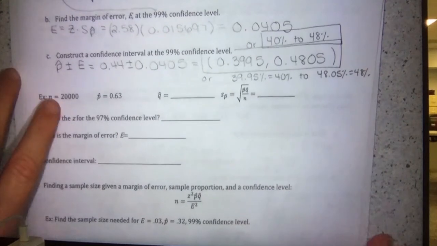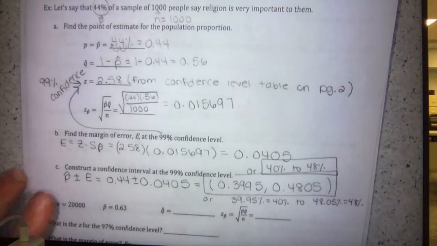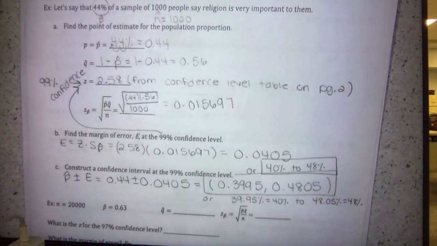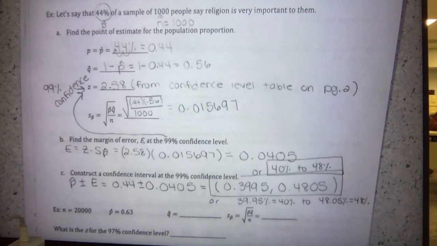So again, remember to kind of put it back in English. They said, okay, they took a sample of 1,000 people and that sample had an average of 44%. It's saying we are 99% confident that everyone, the population, would be between 40% and 48%. So we're taking that 1,000 people and we're trying to generalize it to everyone. So questions, comments, concerns on this first example? We're going to do another example just like it. But questions, comments, concerns on this one, please.